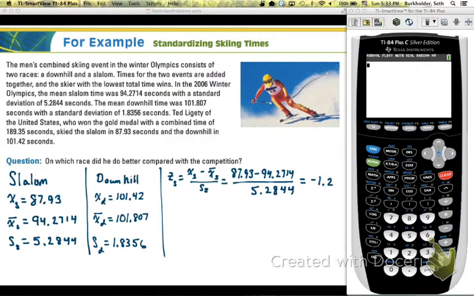Now let's do the same for the downhill. Z downhill equals, in this case, Ligety's downhill time minus the average downhill time divided by the standard deviation for the downhill times. So just grab the numbers and plug them in here again.